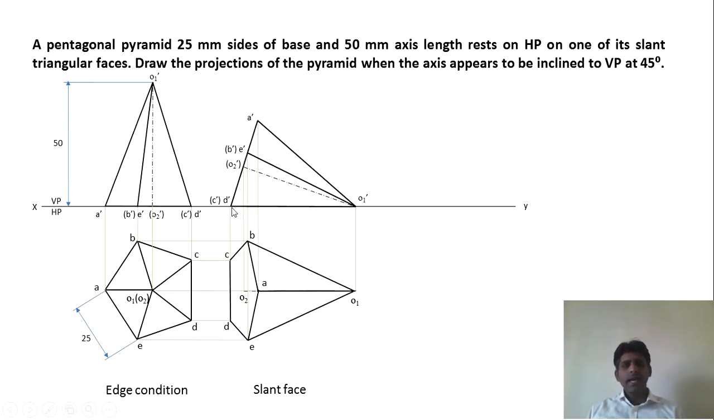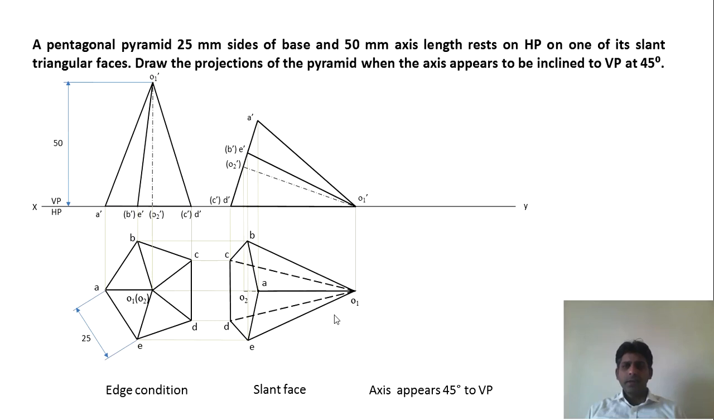Also see that C dash D dash is the farthest edge. So if you observe from here, this is the farthest edge. This is drawn continuous because it is the boundary line. The other lines will not be visible, so they will be shown by hidden lines, dashed lines, you can say. So they are represented here. So this is how we have to identify the hidden faces.